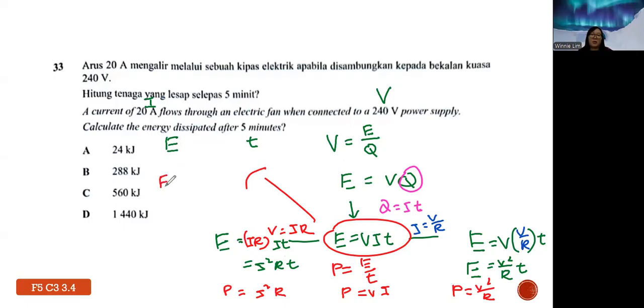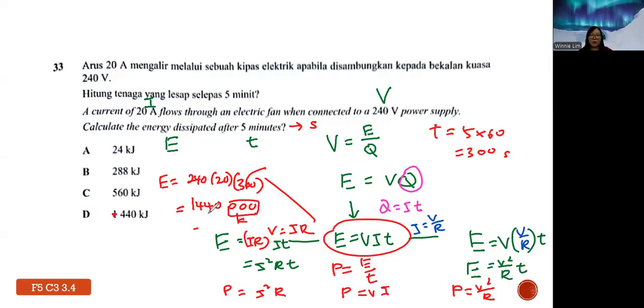Okay, so now I have E equals VIT, V is 240, I is 20. Now the time is 5 minutes, but the SI unit, you have to change to seconds. So 5 times 60, you have 300 seconds. So press calculator, you will have 1440, then 0, 0, 0, whereby we simplify, you become kilojoule. So the answer is D. So this is actually referred to kilo.